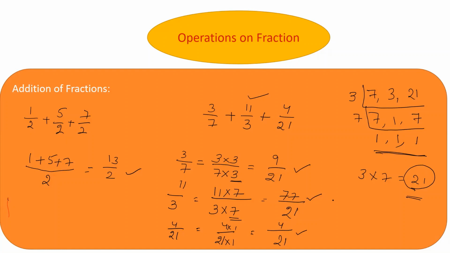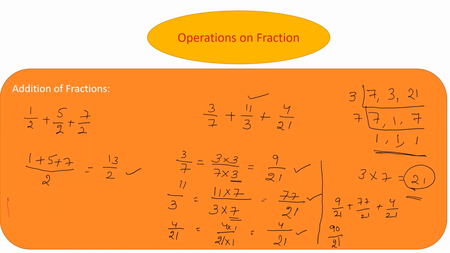Yes. So now add the like fractions. 9 by 21 plus 77 by 21 plus 4 by 21. 9 plus 77, how much? 86. 86 plus 4 is 90. 90 by 21. It is not in the simplest form.